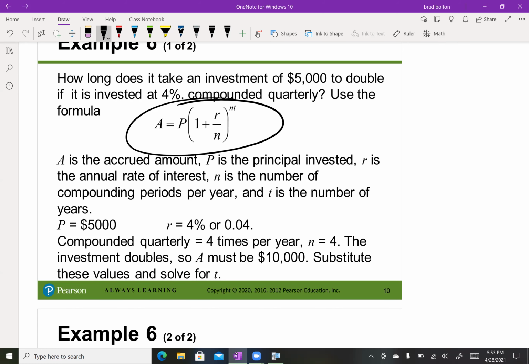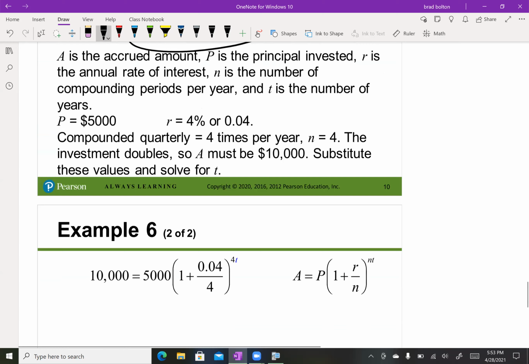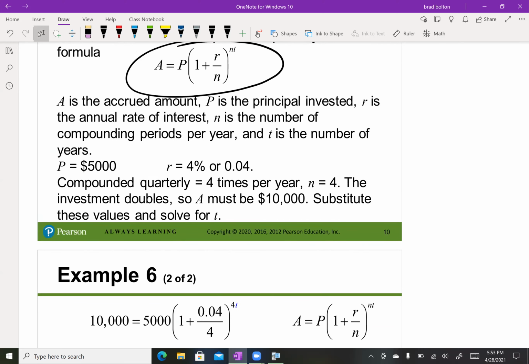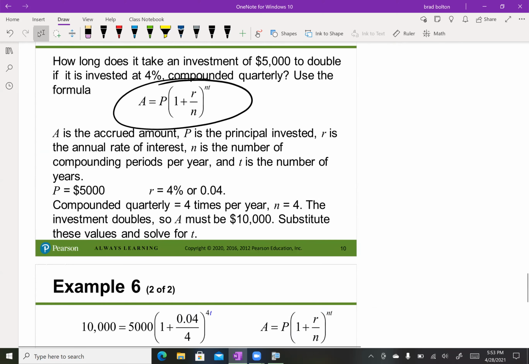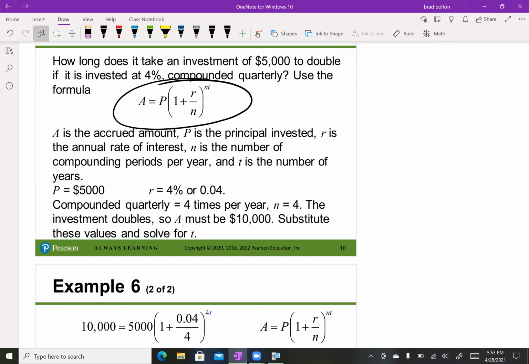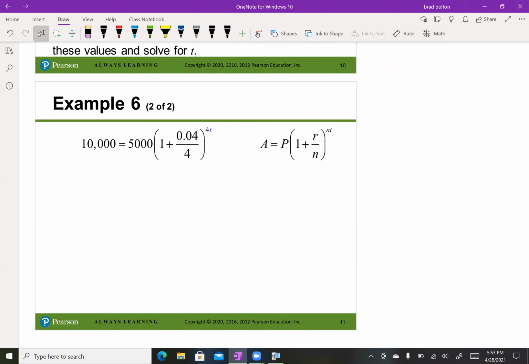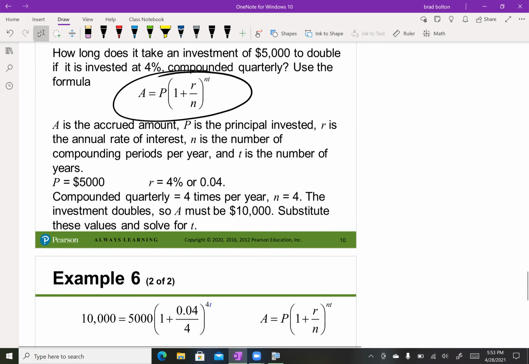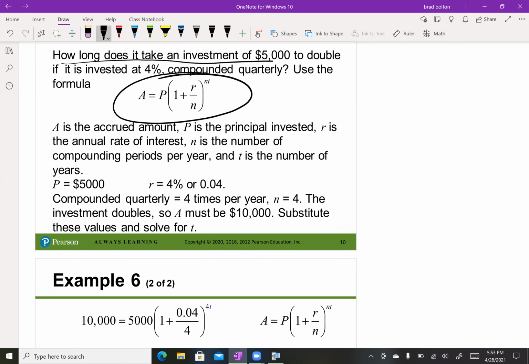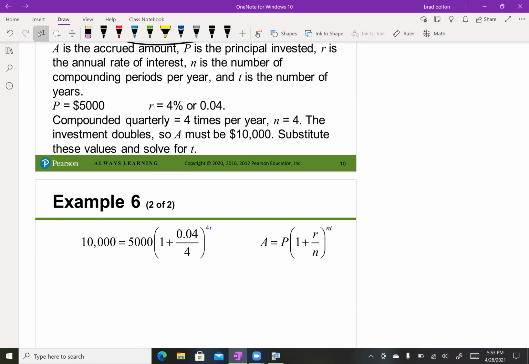Okay, so this problem looks really bad, right? But it's really not that bad, okay? So first things first, let's start down here, okay? So let's write out what we know, okay? So they said, how long does it take an investment of 5,000 to double? Okay, well, what's double 5,000? That's 10,000. So that's where this number 10,000 came from.